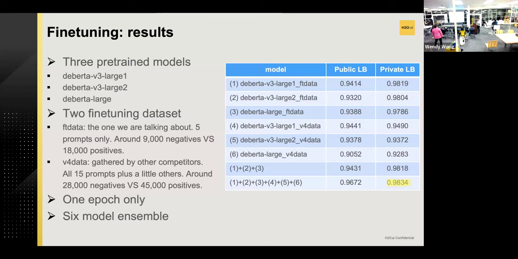Since some other competitors very generously shared their generated datasets, I also fit the same 3 models on their datasets, and blended them into the ensemble. So in total we have 6 models. We can see in the table, at the right bottom, the 6-model blend scored 0.9834, which made me rank 2nd.